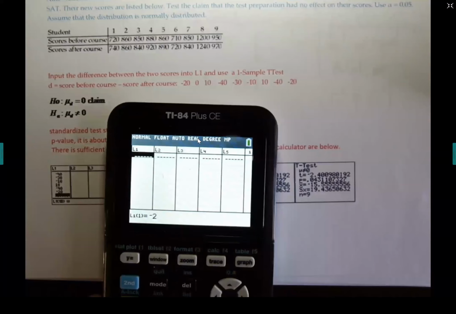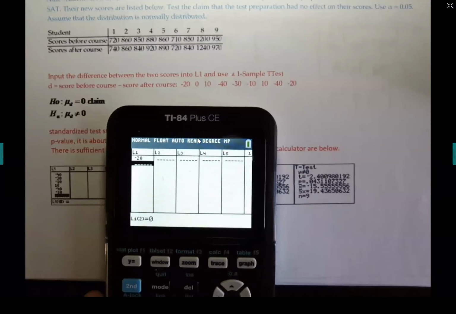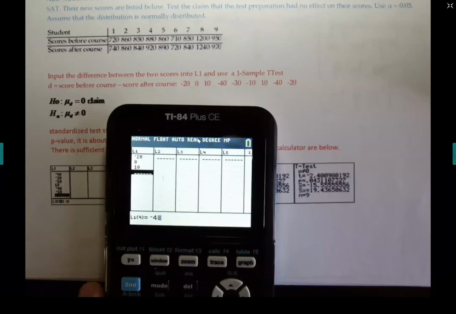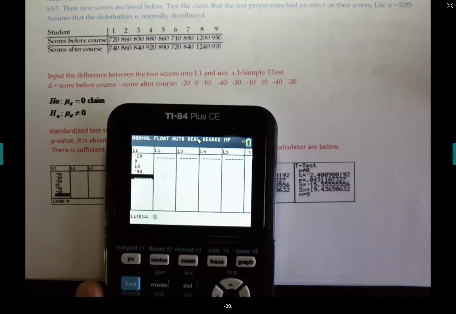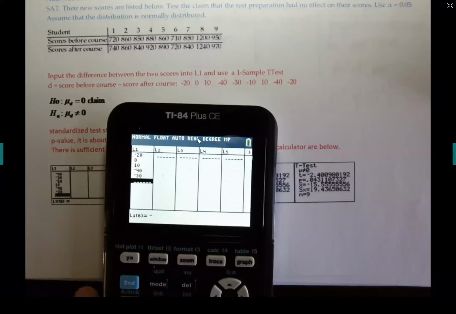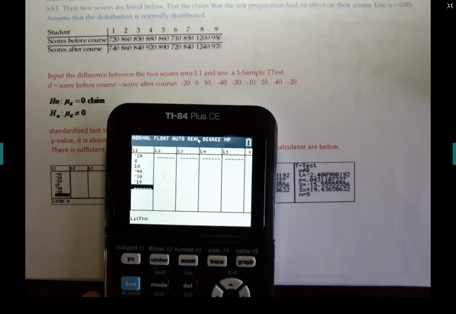That's the first one. 0, 10, negative 40, negative 30, negative 10, 10, negative 40, and then negative 20. There you go. These are the values.